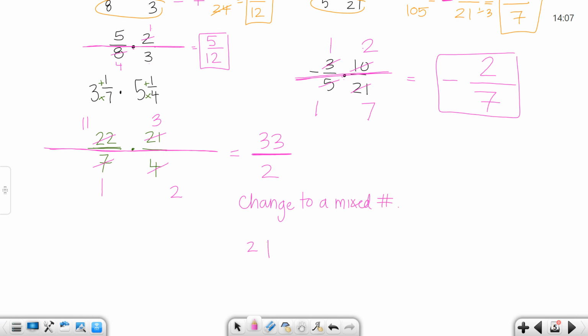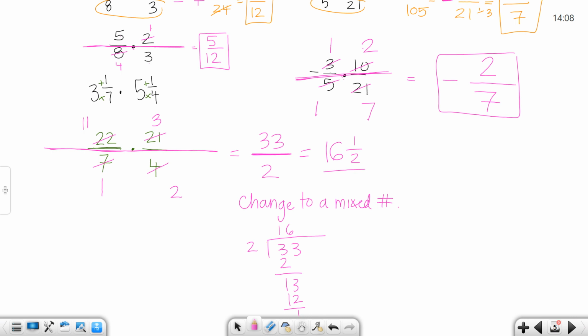So remember the way we do that is we'll say 2 goes into 33. That's how we start our long division. And 2 goes into 13 6 times with 1 left over. So this answer is going to be the whole number 16 with 1 left over. And that's how that one would look.